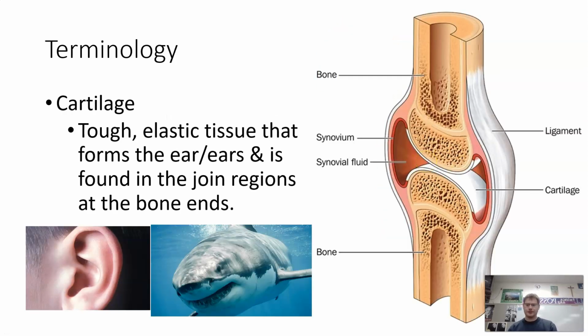Also in your joint region is cartilage. This is tough elastic tissue that forms the ear and is found in the joint regions at bone ends. As you can see, there's cartilage in between your joints. So when some people get arthritis, that means their cartilage is wearing down and they're starting to scrape bone on bone. Also, like it says, it's in your ear. Cartilage is your nose. That's what it's primarily made out of. All that your ear really is, at least out of bone, is just an opening in your skull. The rest is muscle and cartilage. Sharks are made primarily of cartilage.